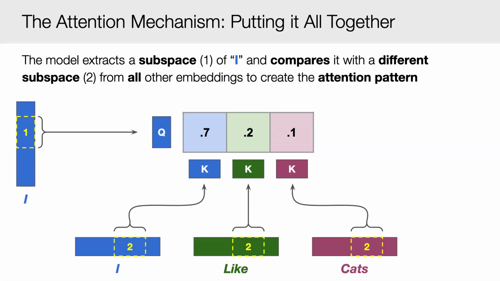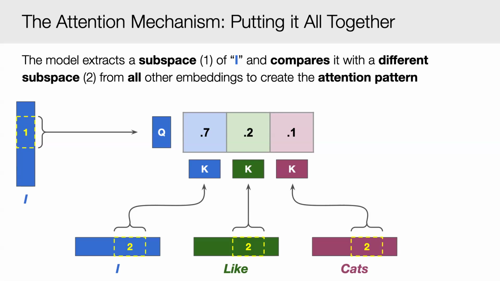The model will also extract a different subspace from each of our different keys, and that creates the keys. Then, as we saw, the model will do the dot product, the scaling, and then the softmax to create the probability distribution of the attention, which is the attention pattern for that row.